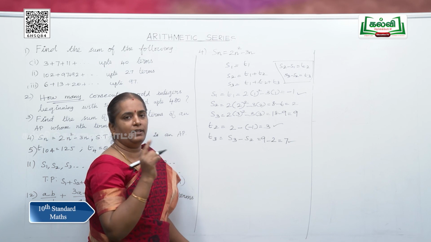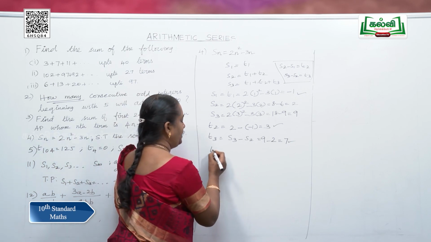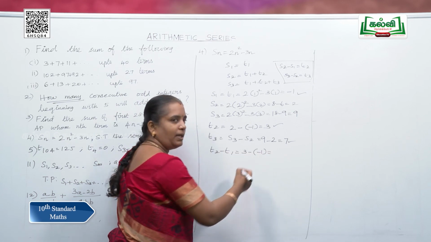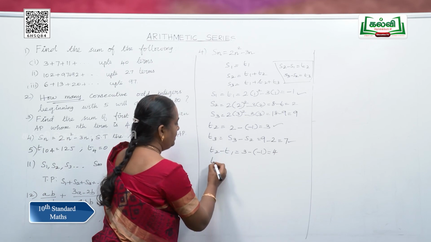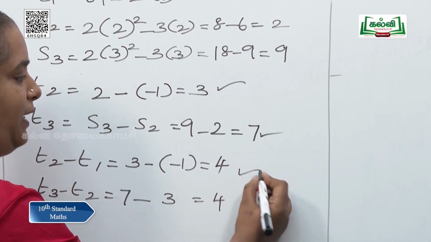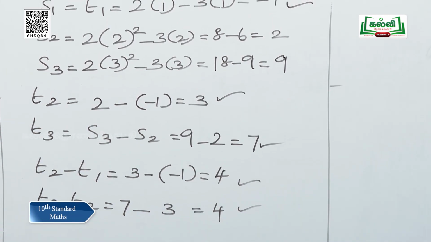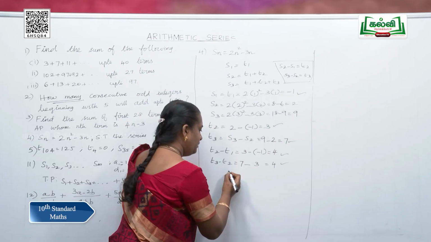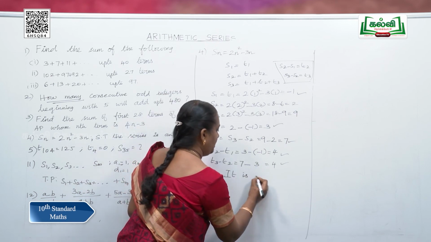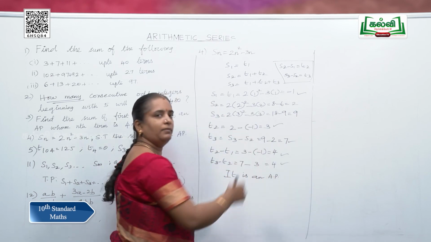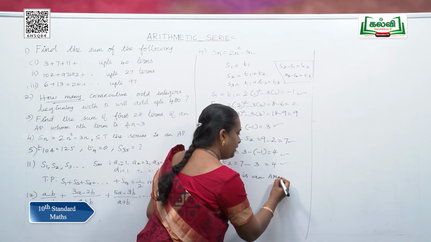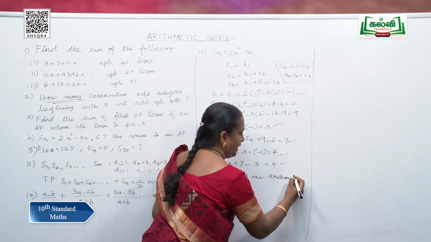So we have to find, is there a common difference? So by having T2 minus T1, T2 is 3 minus minus 1. So minus of minus becomes plus, it becomes 4. T3 minus T2, T3 is 7 minus 3, which is 4. So we have got the common difference. So as there is a common difference, we have to say that it is an arithmetic progression, or as this is given as a series, we have to say that it is an arithmetic series. So we have proved that.